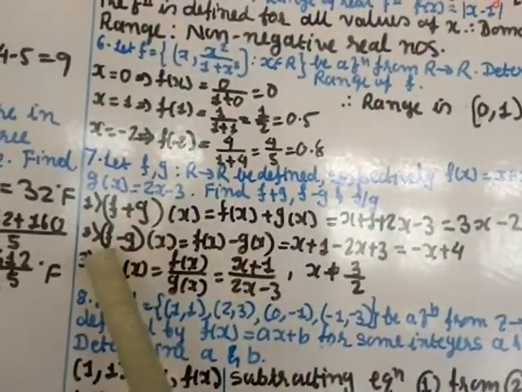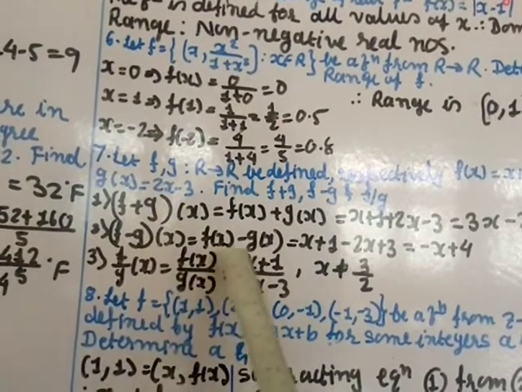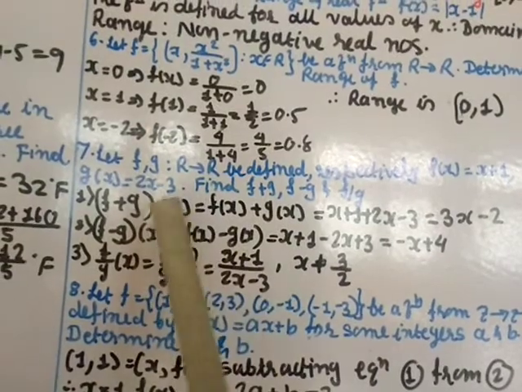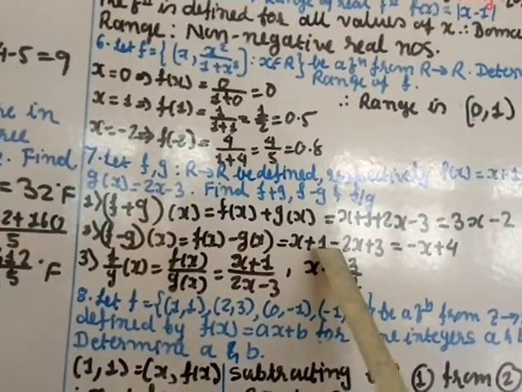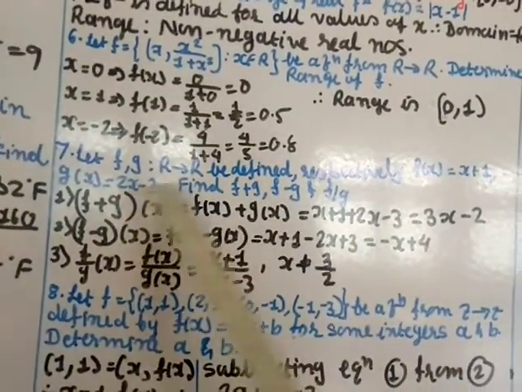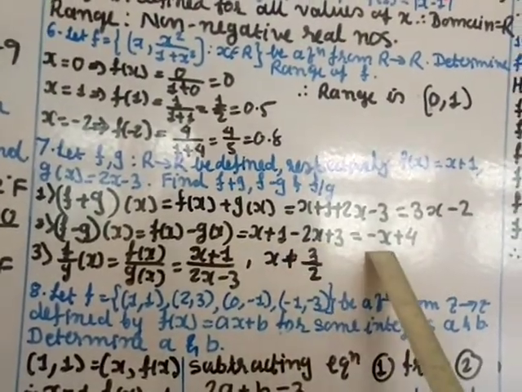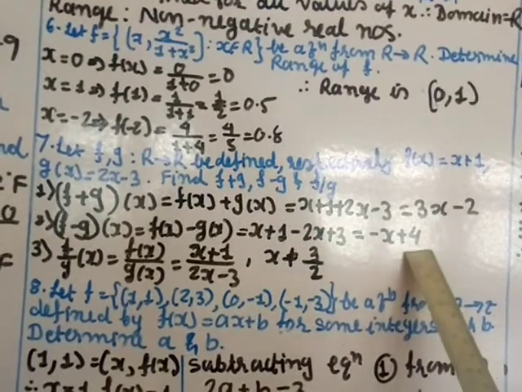Then the second one is f minus g of x. So f of x minus g of x. The f of x value is x plus 1 minus g of x, which is 2x minus 3. But since minus is there, this minus will become plus. So minus 2x plus 3. x minus 2x gives minus x, and 1 plus 3 gives you 4.